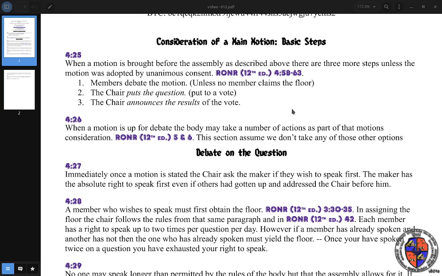Now, there's a number of steps that can be taken when a motion's up to debate. For example, to amend, to table, to postpone, and those can be covered in 5 and 6. However, this section assumes that we're not doing any of that. We're going to debate. If someone claims the floor, we're putting the question, and then we're getting our vote.